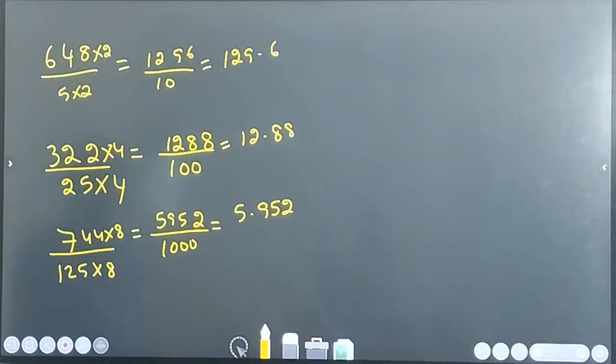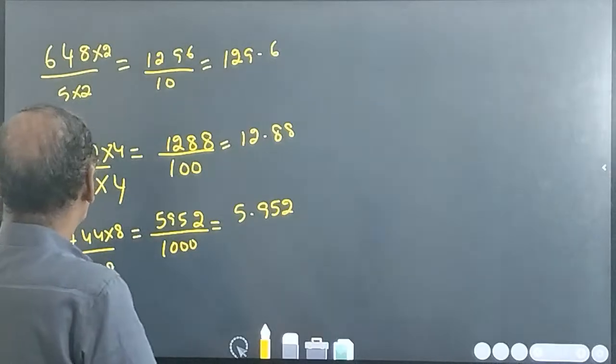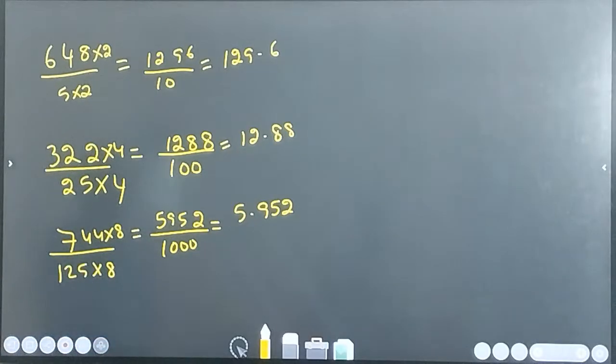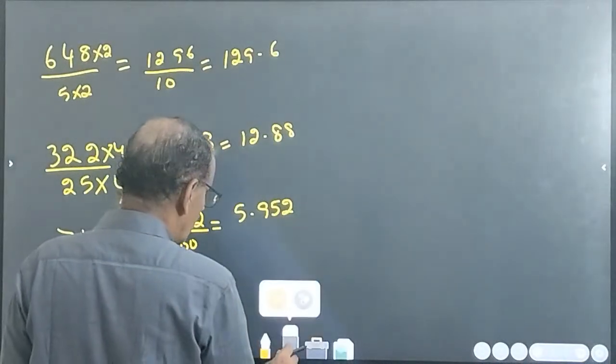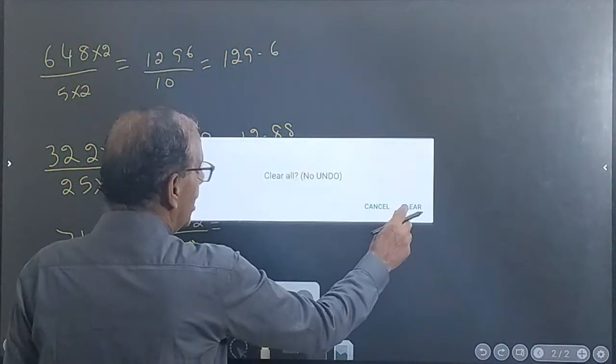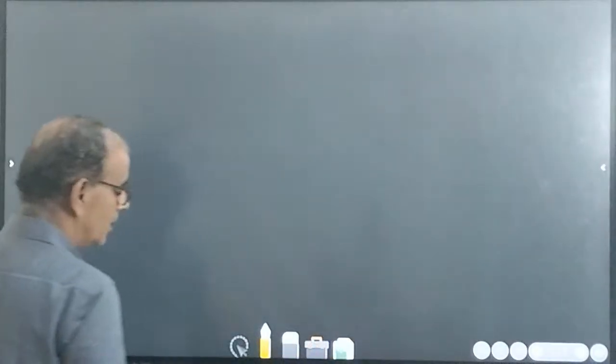Okay. Whenever 5 is coming, multiply by 2. Whenever 25 is coming, you multiply by 4. Whenever 125 is coming, you multiply by 8. Okay. This is how you have to do. Next is, suppose question is like this and the options are like this.